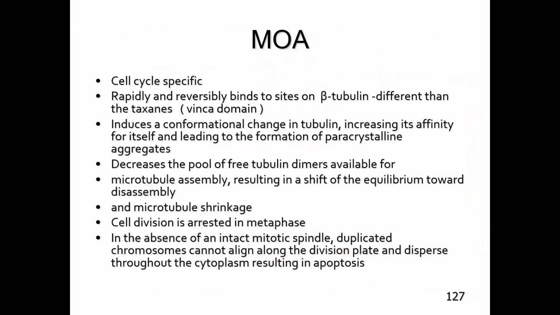We're not going to look at that one. But these are cell cycle specific. They bind to tubulin sites, which is different than a taxane. So they have this Vinca domain. And they induce conformational changes, increasing affinity. So it basically forms these paracrystalline aggregates that you can't use to form these microtubules, and basically causes them to shrink.